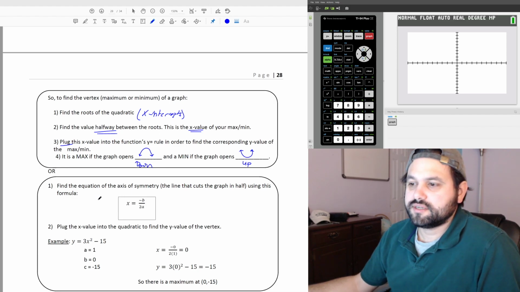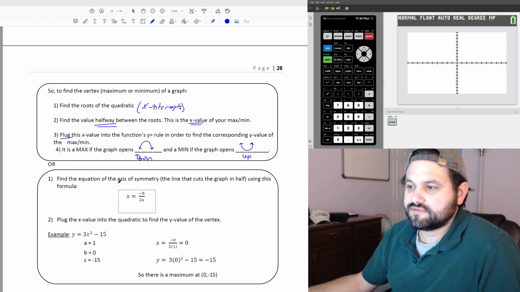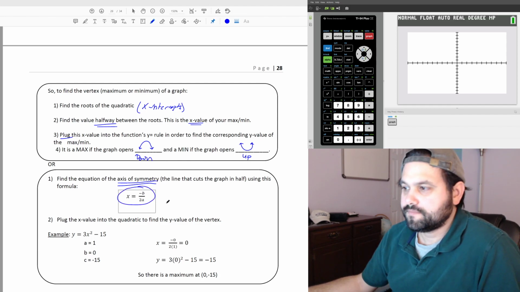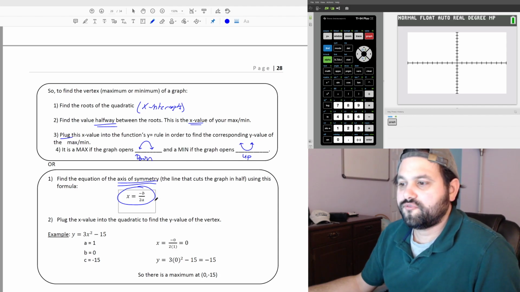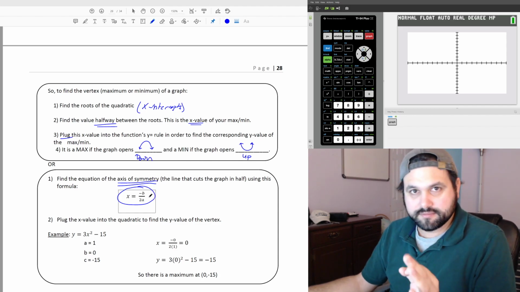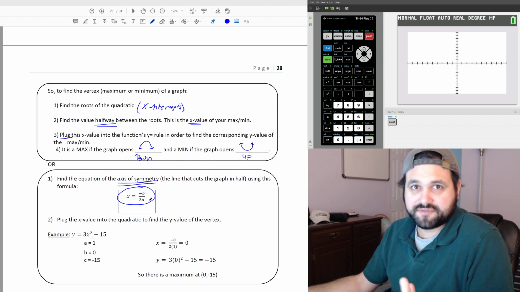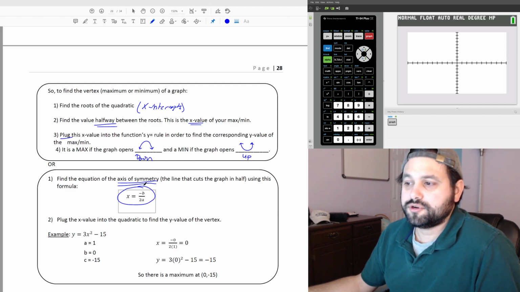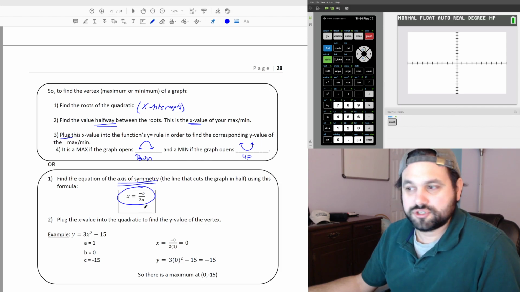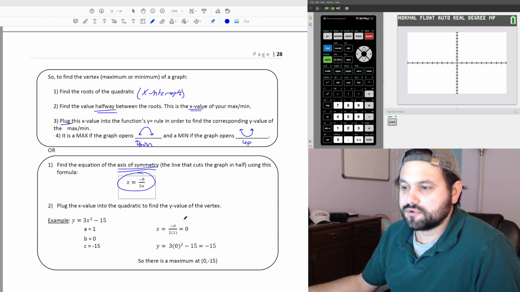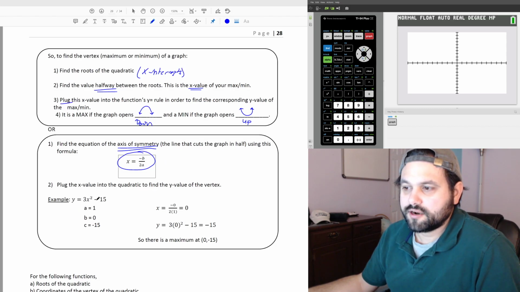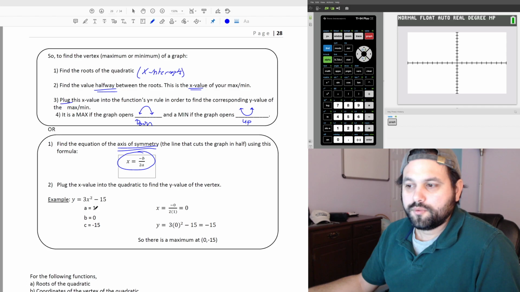Or we can use this axis of symmetry. The axis of symmetry comes from this formula: x equals negative b over 2a. That's just a quick formula to find the axis of symmetry, the x value of the vertex. So you could use that. It'll quickly get you the x value, and then you would plug the x value in to find the vertex.